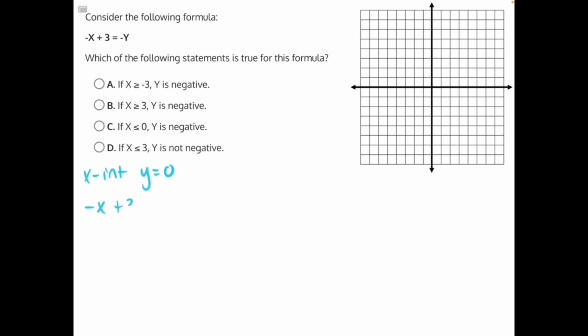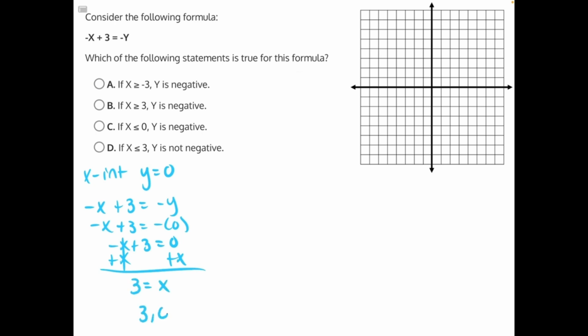Negative x plus 3 equals negative y, or negative x plus 3 equals negative 0, which would just give us 0. There is no negative 0. Then we can do opposite operations. We can add x to both sides. These will cancel, giving us 3 equals x, or our first coordinate point, (3, 0).